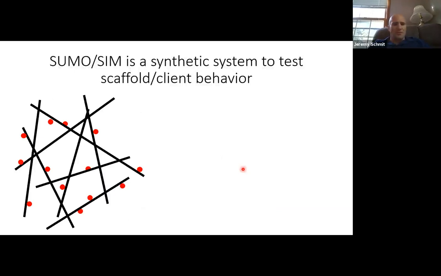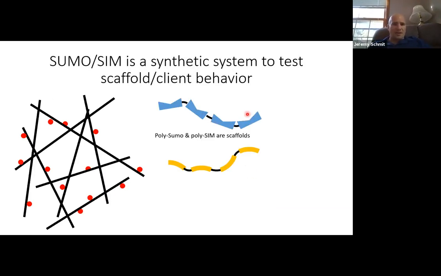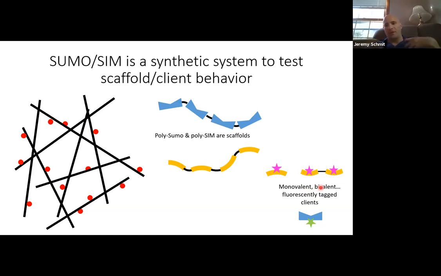This was their motivation in designing these molecules. The idea is that polySUMO and polySIM would serve as the scaffolds. These are the black lines that define where my condensate is and where I can provide functionality. Then they test the ability of these scaffolds to recruit small molecules by probing them with low valence versions of the same molecule. This would be a monovalent or a divalent SIM, and this would be a monovalent SUMO. They fluorescently tagged these molecules so that they can tell the difference between the clients and the scaffolds.